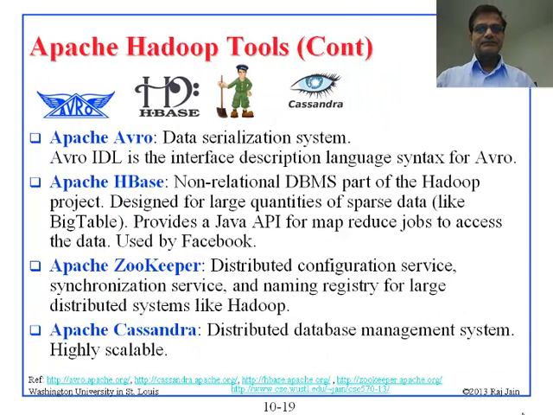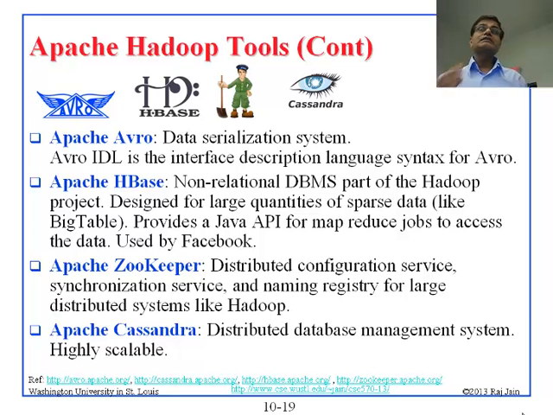Okay, next. YARN stands for Yet Another Resource Negotiator. Yet another resource negotiator. YARN. Apache Avro. Avro is the data serialization system, and the Avro IDL is the interface description language syntax for Avro.